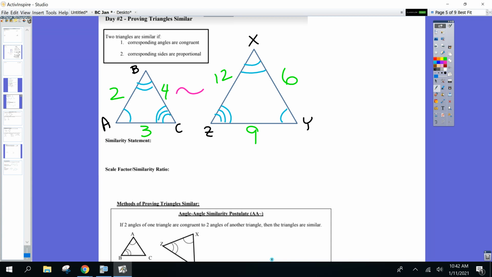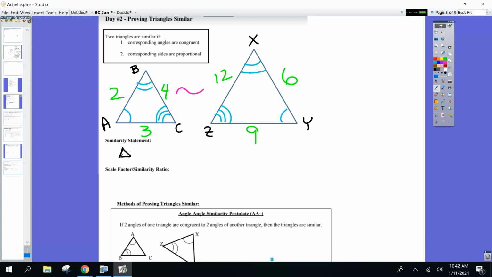Okay. Just like we did in our proofs for congruent triangles, you are going to have to write statements that say two triangles are similar now. The rules still apply. You still need to match up the sides and the angles correctly when you write this statement.